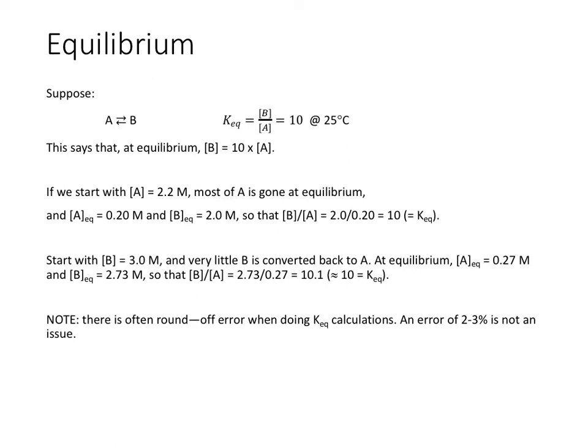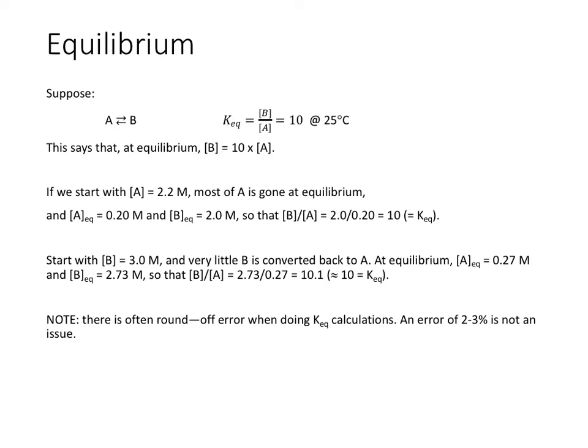If we were to start with 2.2 molar A, then we would argue most of the A will be gone at equilibrium. At equilibrium, the concentration of A would be 0.2. The concentration of B at equilibrium would be 2.0. And when we took B and divided by A, 2.0 divided by 0.2, we get 10, which is our equilibrium constant. The equilibrium constant is telling us where we will end up. Where is the point of balance?